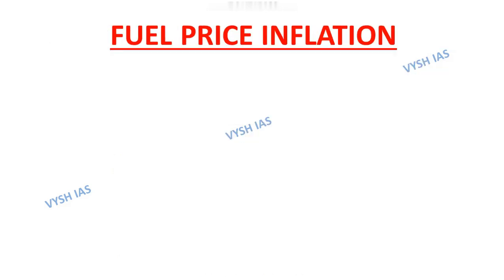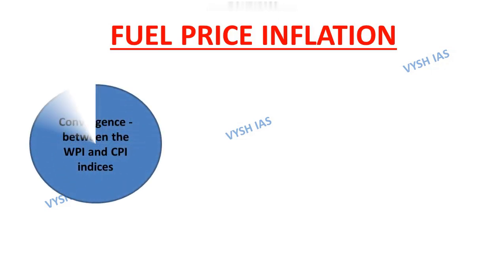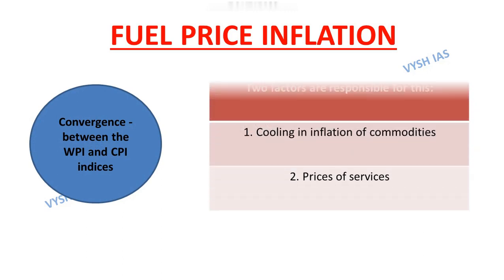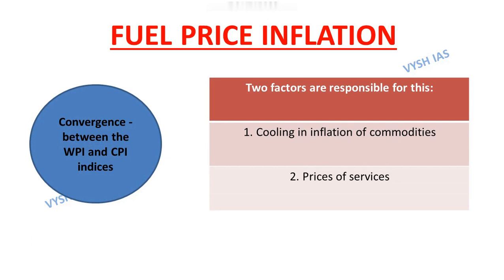Now, fuel price inflation. In financial year 22 and 23, inflation in wholesale price index fuel and power was mostly driven by high international crude oil prices. After divergence in April 2022, convergence has been observed between the WPI and CPI indices. Now the question arises, what are the factors which are responsible for this convergence? There are two factors. First one is a cooling in inflation of commodities such as crude oil, iron, aluminium and cotton, which led to a lower WPI. And the second one is CPI inflation rose due to an increase in the prices of services.